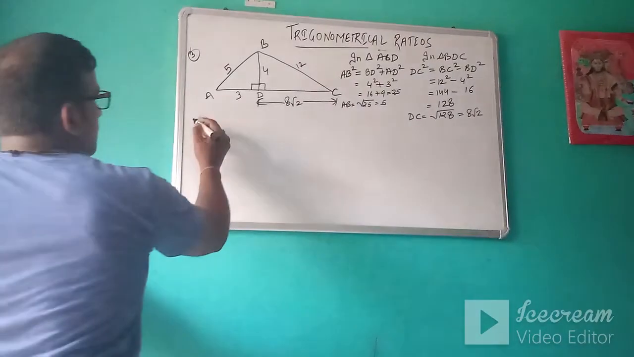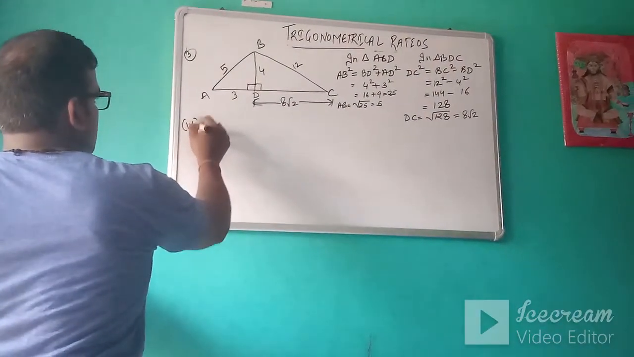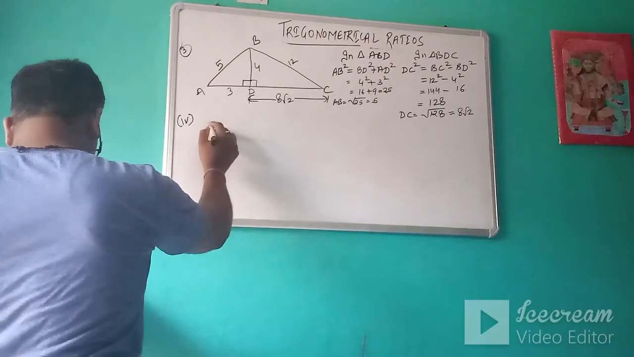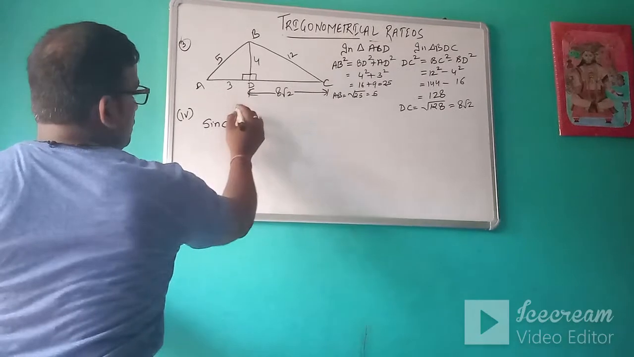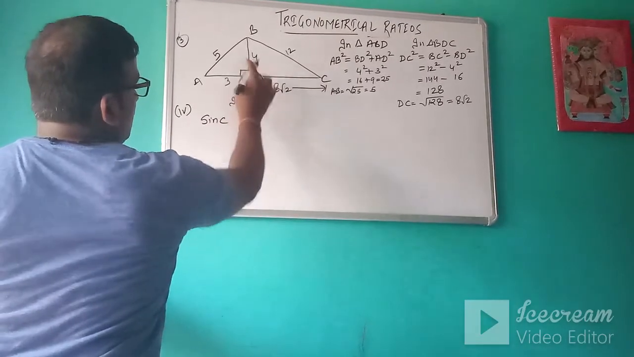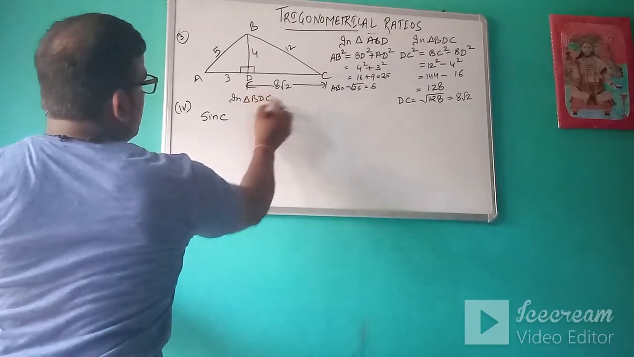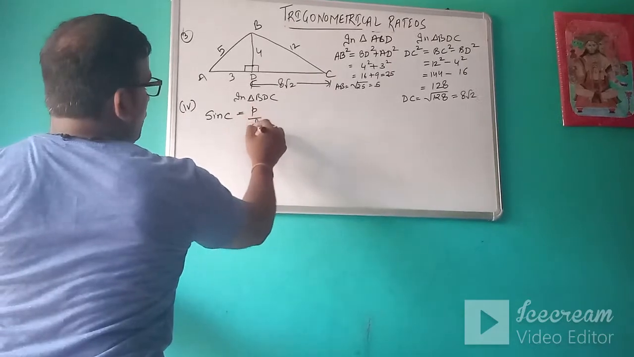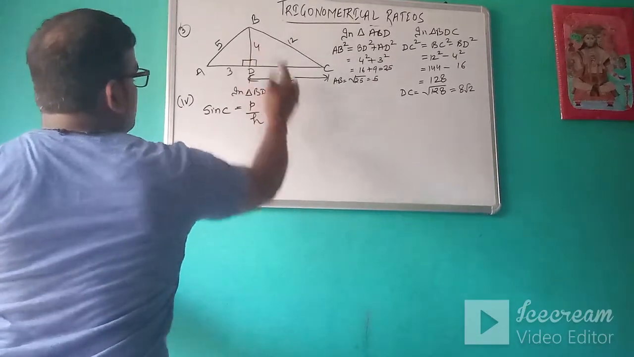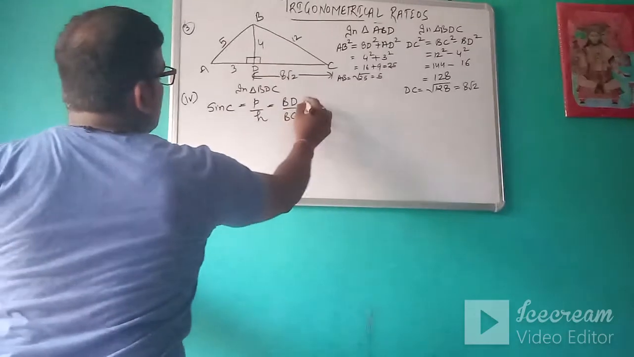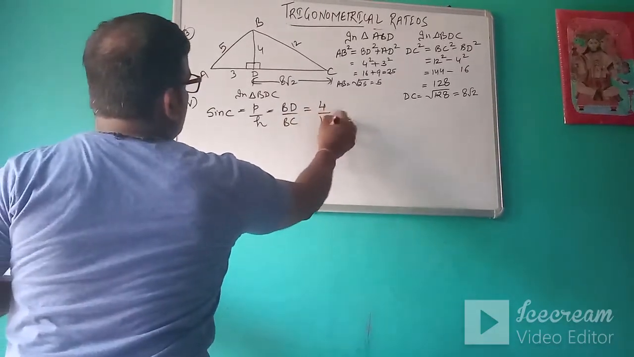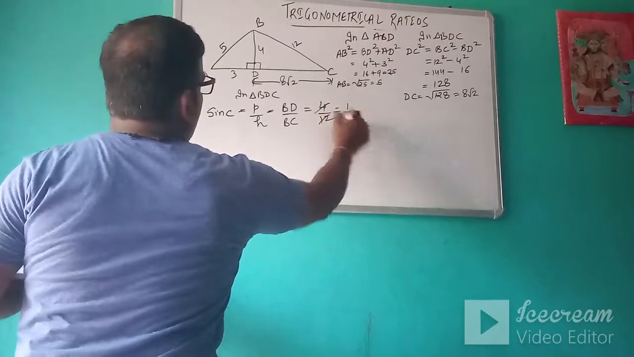Okay, then in this question, fourth part, that is sine of C. So if you see carefully, this sine C lies in which triangle? Triangle BDC. So sine was P upon H. So for this C, what is P? BD, and H definitely becomes BC. So it is 4 upon 12, or you can write 1 upon 3.